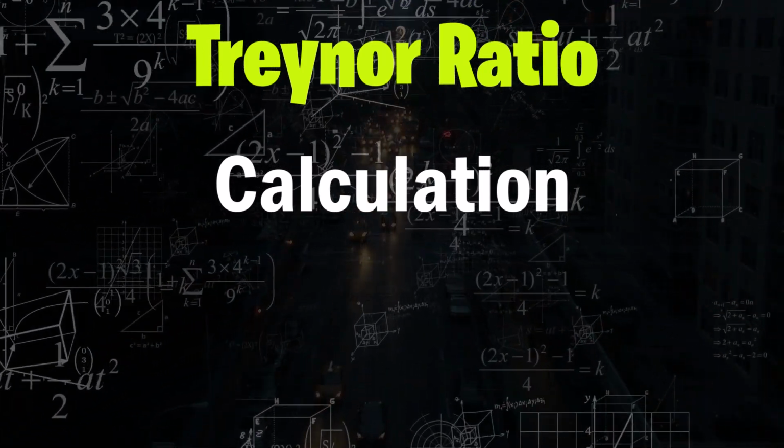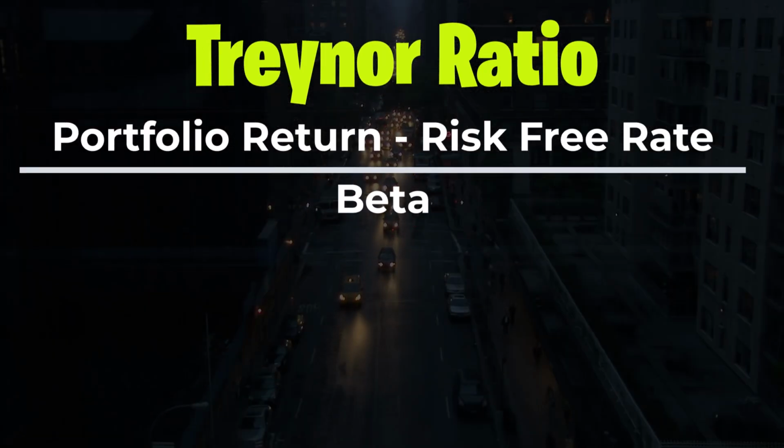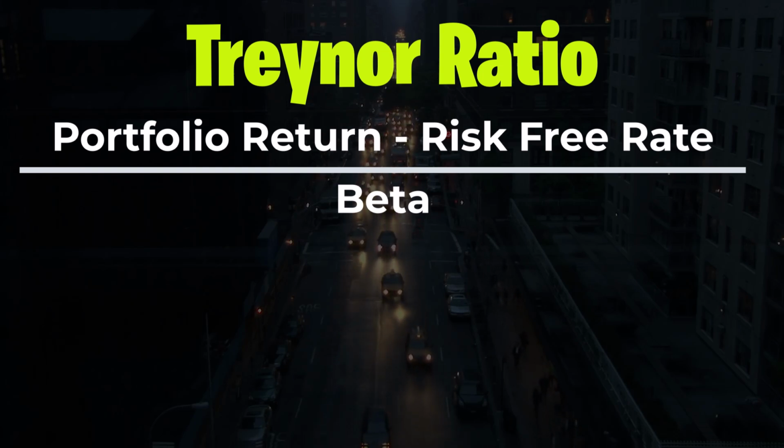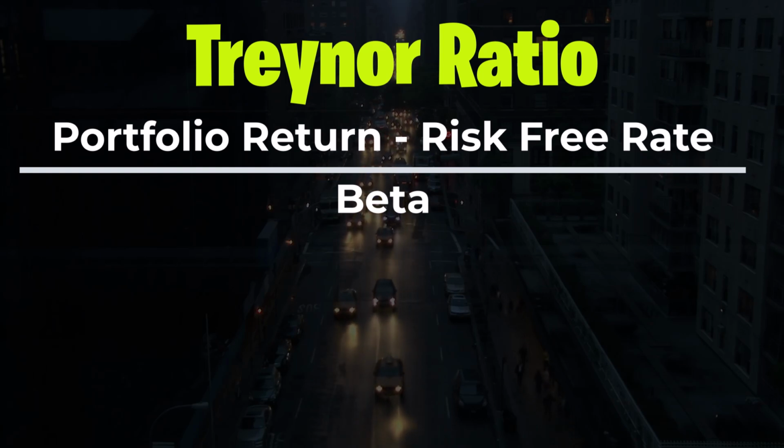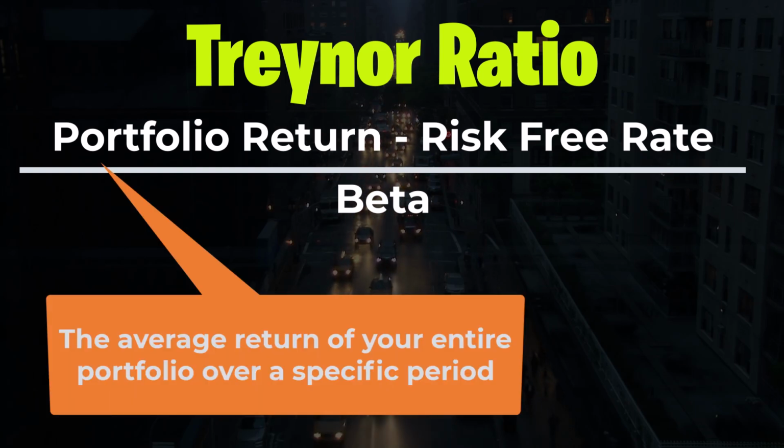Now, how do we calculate the Treynor Ratio? It's a quite simple formula and it goes like this. The Treynor Ratio is the portfolio return minus the risk-free rate, divided by the beta. The portfolio return is the average return of your entire portfolio over a specific period.